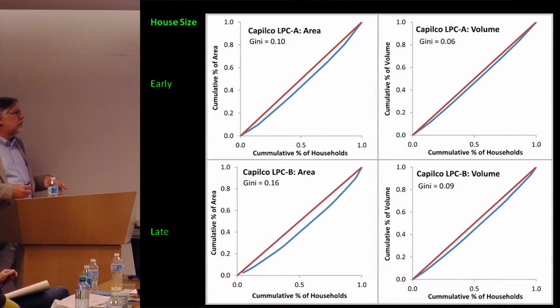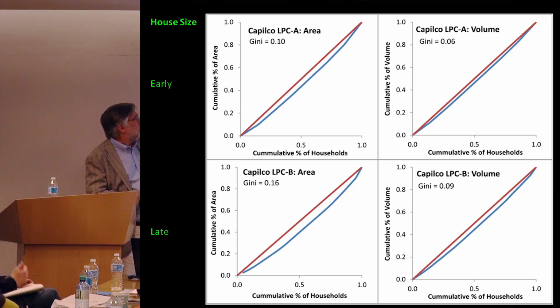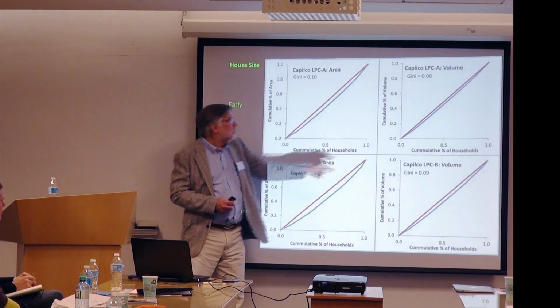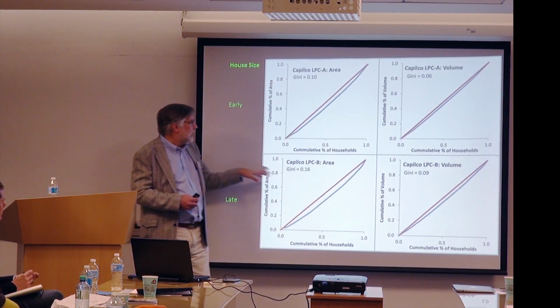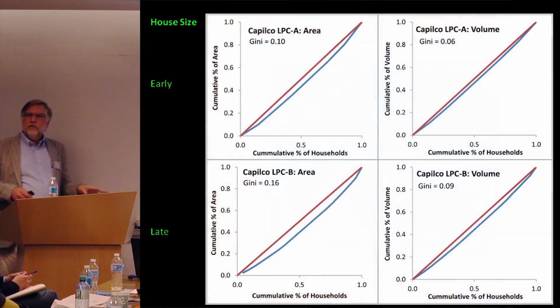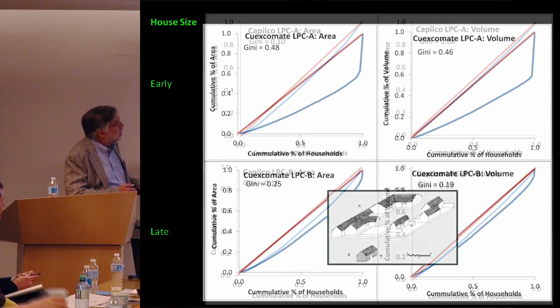And so I've applied this to some of these Aztec structures. This is based on area and based on volume of houses in 2 time periods. At the site of Capilco, the level of inequality is very low. Now, this is a village of 20 houses, and they're all pretty much the same. So this is what you would expect.